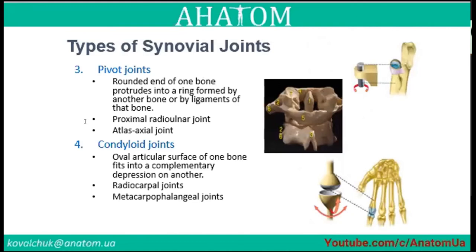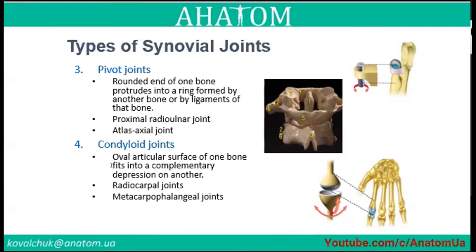Next, it's a pivot joint. In a pivot joint, the rounded end of one bone protrudes into a ring formed by another bone or by ligaments from that bone. The proximal radio-ulnar joint, for example, and the atlanto-axial joint are pivot joints.